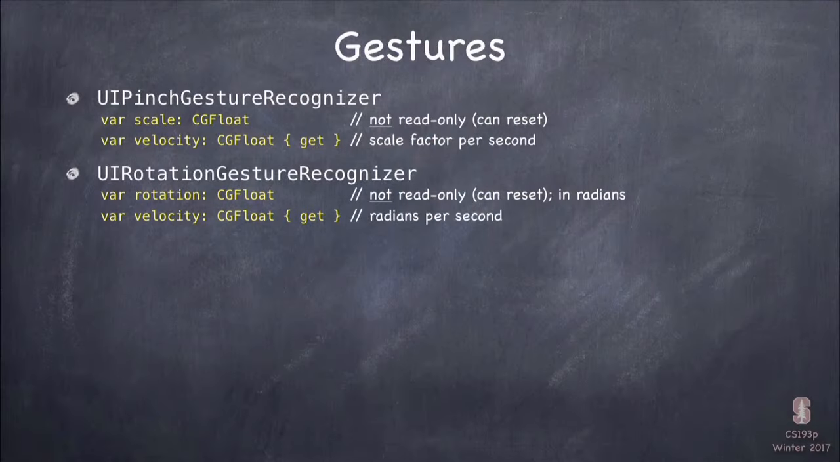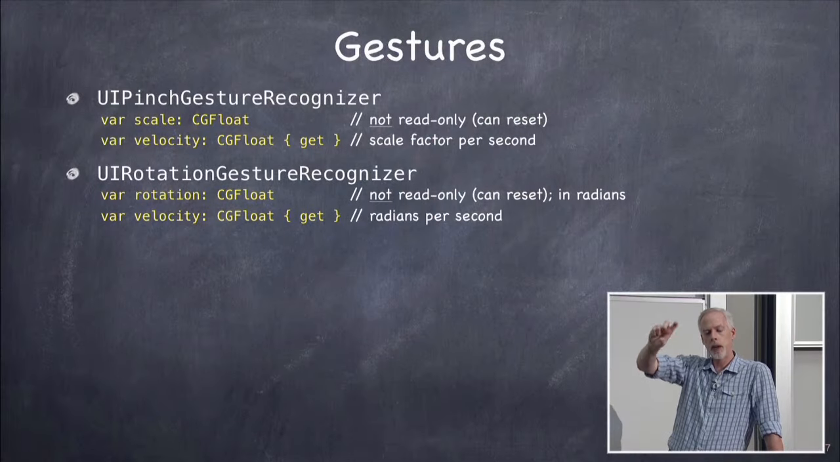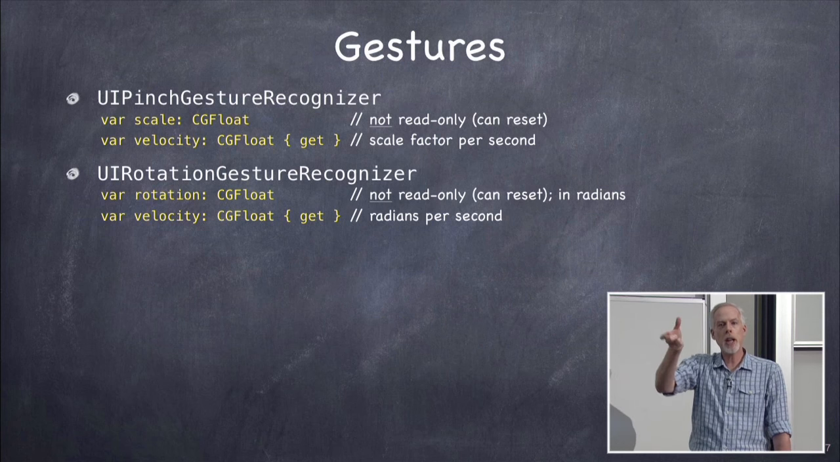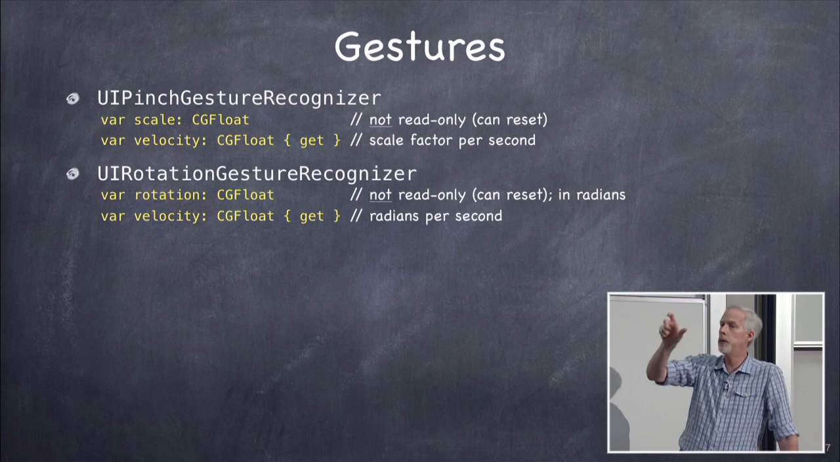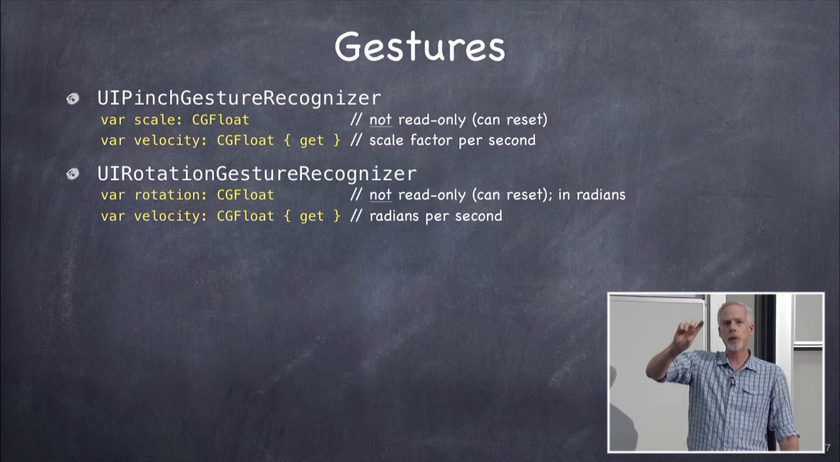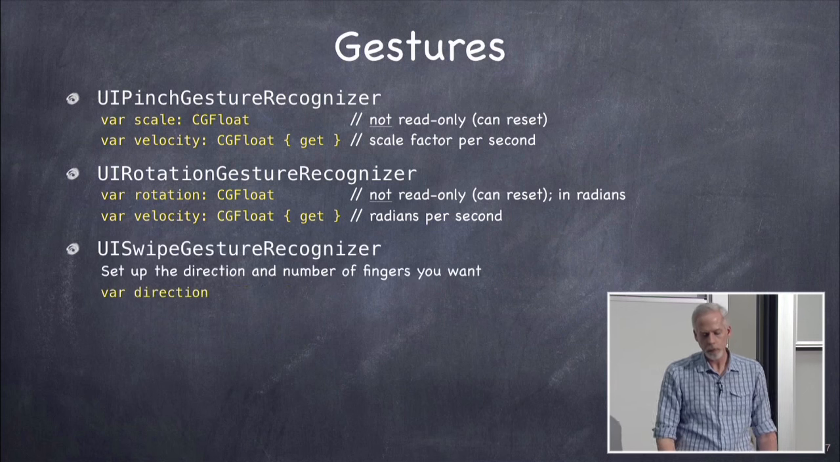There's also a rotation gesture. That's 2 fingers down, like turning a knob. Keep the 2 fingers down, you turn them. You get the rotation there. That rotation is in radians. Again, not read-only, so you could reset it and get the incremental turning. And you also get the velocity in radians per second, how fast the person is turning their knob.